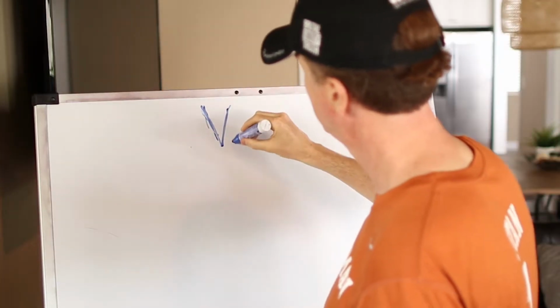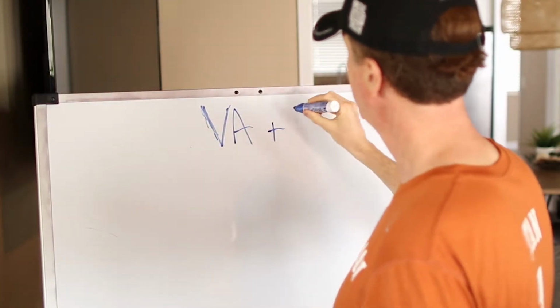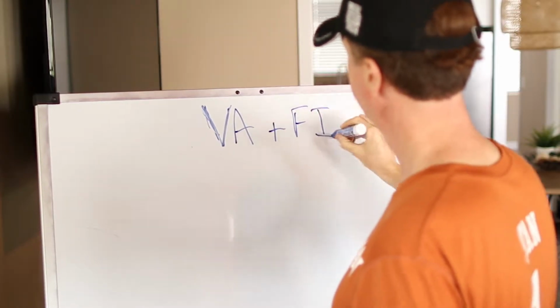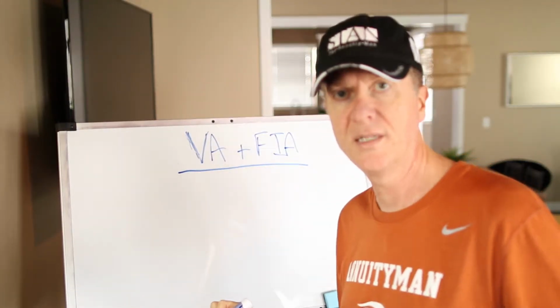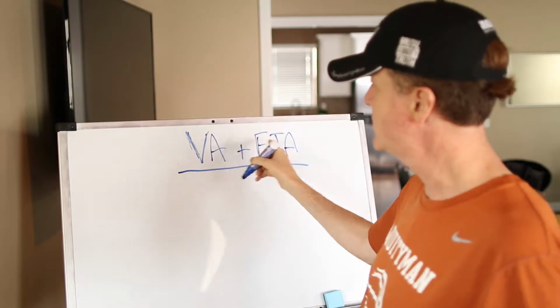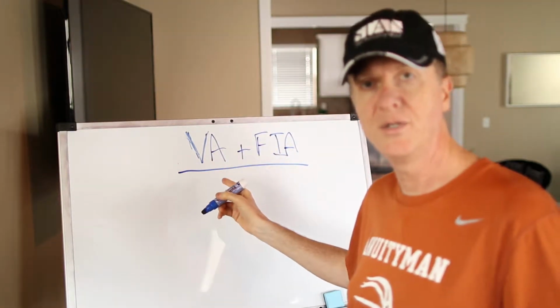Variable annuity. And this is fixed indexed annuity. Can you see that? Nod your head. Yes, I can see that. Okay, so these are the policies that are typically attached to income riders.